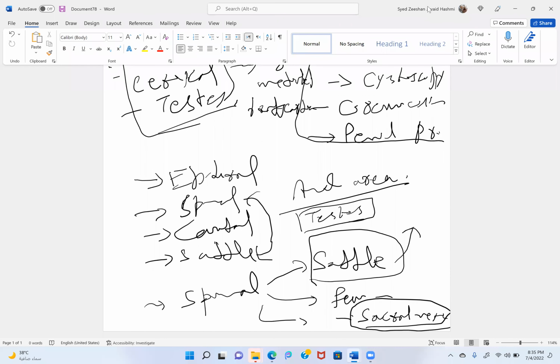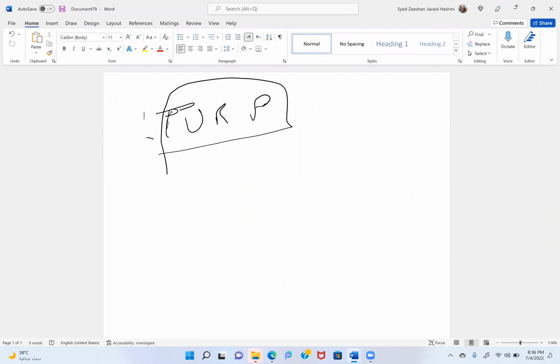Can you do TURP with saddle? No, sir. Why? You are doing surgery on the prostate, and the prostate supply is from the sacral area, so why not? The answer is correct, you cannot do it. You have to get the block up to T10. But what is the reason? Because we introduce a large quantity of fluid.